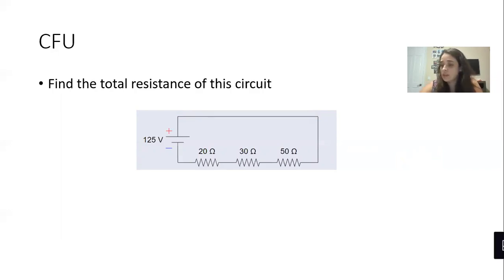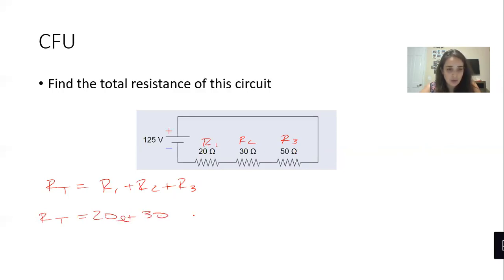Okay, let's check to see what we did. Based on the equation on the previous slide, my total resistance is equal to the resistance of my first resistor plus the second one plus the third resistor. I see here that there are 3 resistors, and I'm going to label these so that it's easier to remember which one's which. Now I'm going to use my equation to add them. You can add these in your head, but this is just practice for us. Remember, this is 20 ohms plus 30 ohms plus 50 ohms.